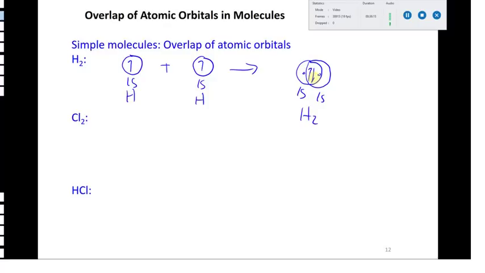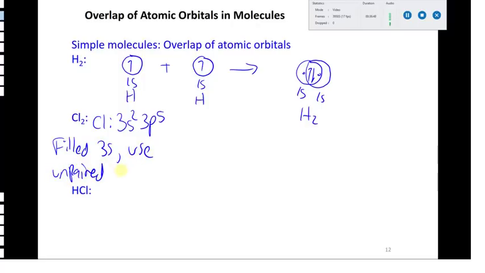Now, if we go to a more complicated case like chlorine, we know that the valence electron configuration for chlorine from the periodic table is 3s2, 3p5. And what valence bond theory suggests to us is that it's unpaired electrons that are shared. So if you have unpaired electrons, they're going to pair up with another unpaired electron and form a bond. So if we look at chlorine, we have filled 3s orbitals, but we have 1 unpaired electron in the p orbitals that we're going to be able to form a bond with.